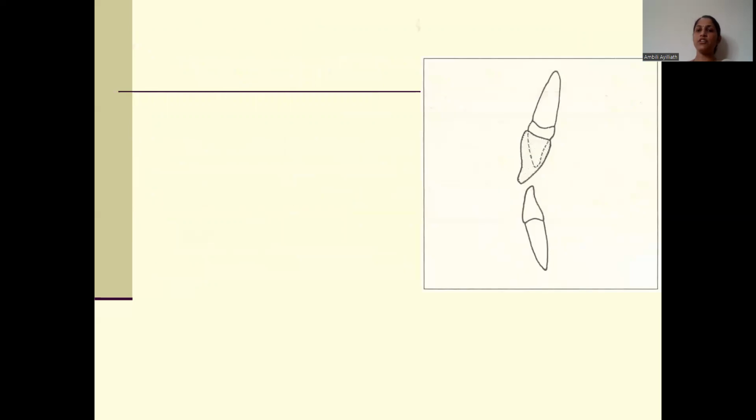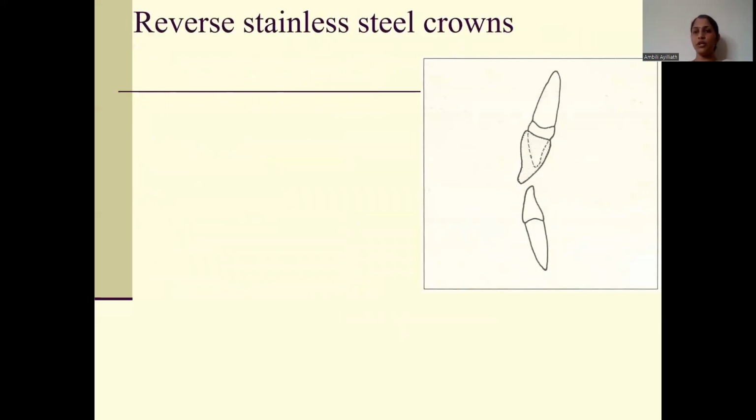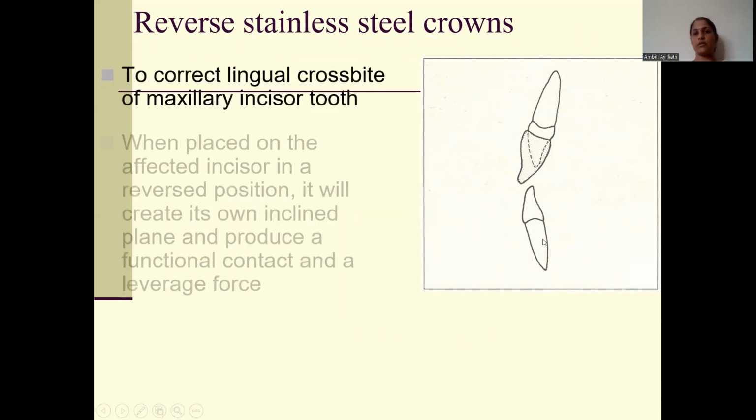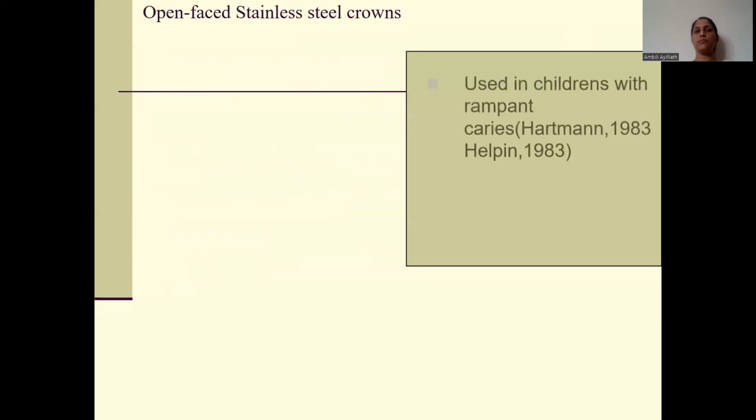Now, what are the modifications of stainless steel crown? This I've already told about the reverse stainless steel crown, where you place the crown in the opposite direction so that a 45-degree angle is maintained and you can correct a single tooth cross bite. So this is a reverse stainless steel crown.